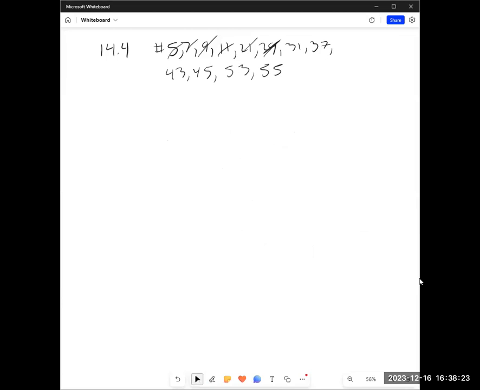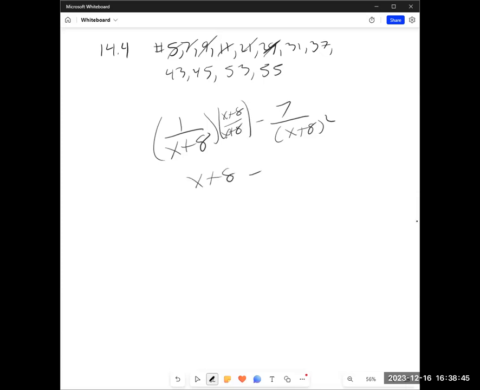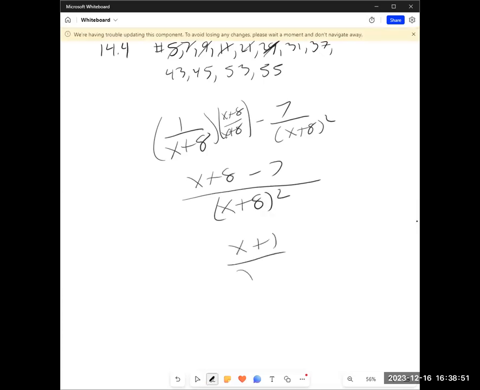Let's go ahead and look at one that is like number 31 now. 1 over x plus 8 minus 7 over x plus 8 to the 2nd. So I'm going to need to multiply here by x plus 8 over x plus 8. That's going to give me x plus 8 minus 7 over x plus 8 quantity squared, which is x plus 1 over x plus 8 to the 2nd.